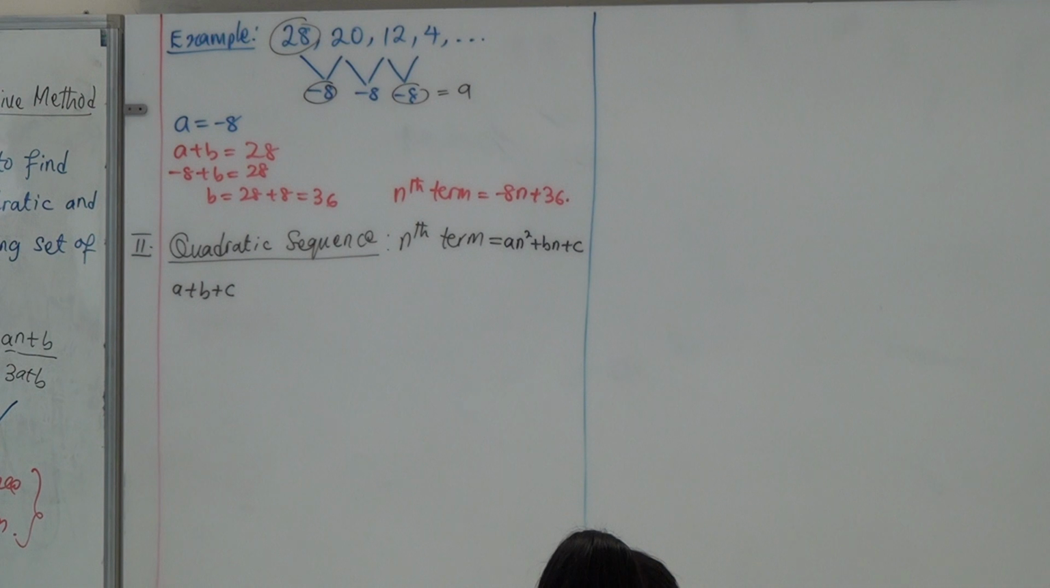Melody, how did they get the A plus B plus C? From the n term. So what did they do to n terms, Sonia, to get A plus B plus C? So n equals 1. Do you understand that now?